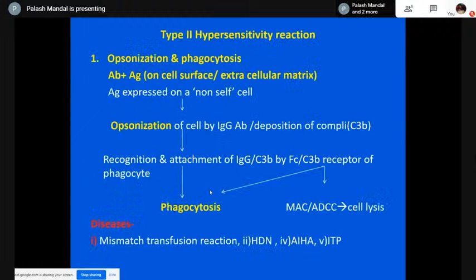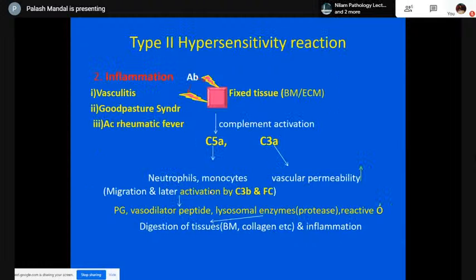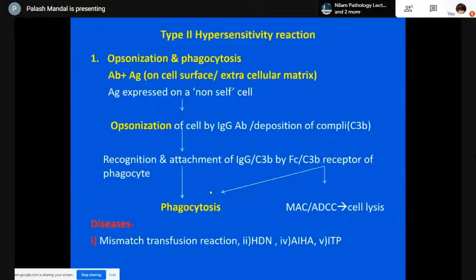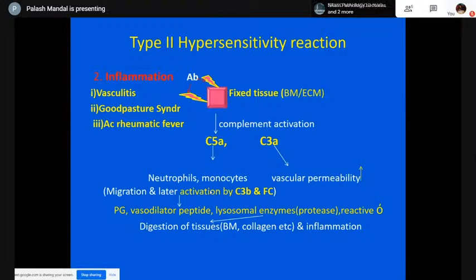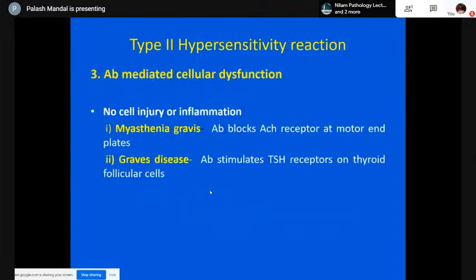Type 2 hypersensitivity reaction has three divisions. The first one is how the antigen is acting; the method is by opsonization and phagocytosis. The second one is by inflammation, and the third is antibody mediated cellular dysfunction.